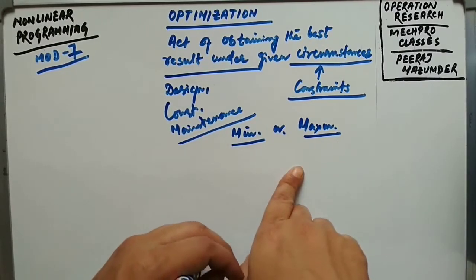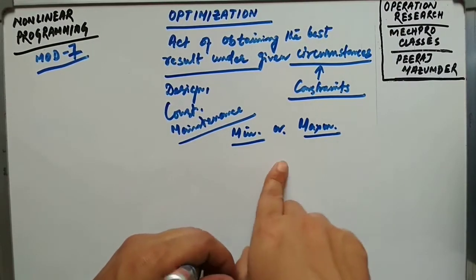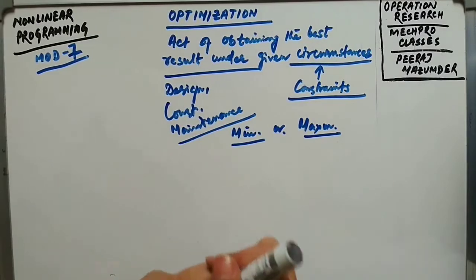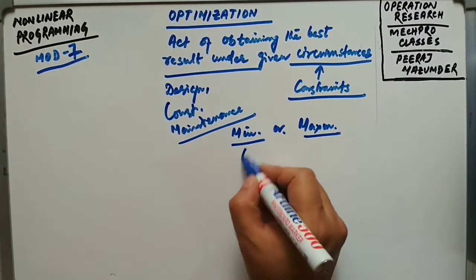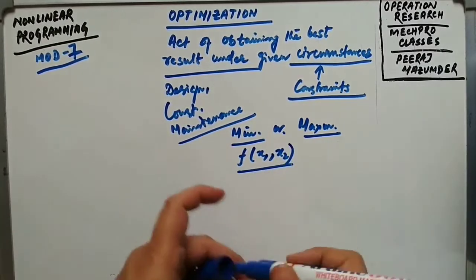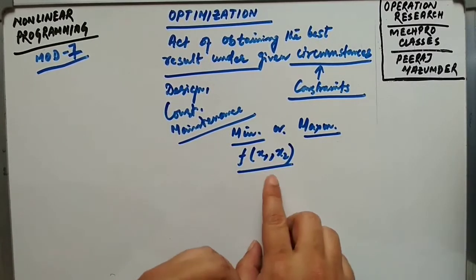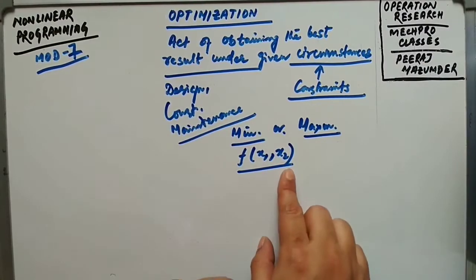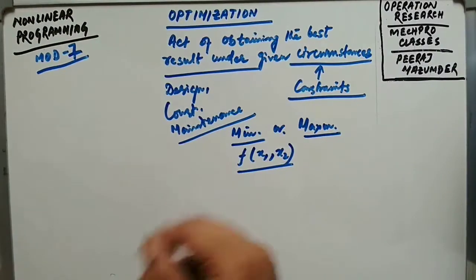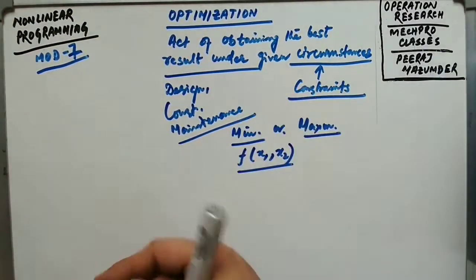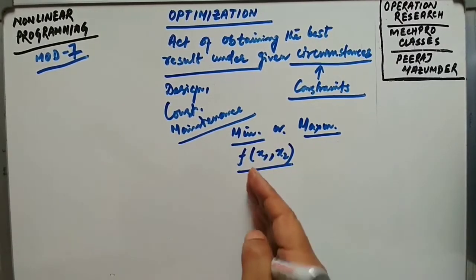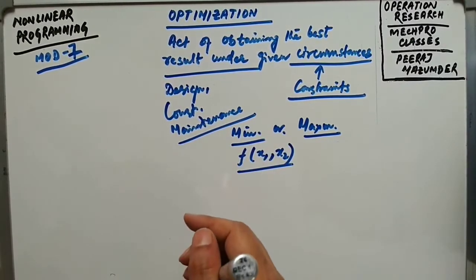Since the effort required or the benefit desired in any practical situation can be expressed as a function of certain decision variables, x1, x2, which you already know, optimization can be defined as the process of finding the conditions that give the maximum or minimum value of this particular function.